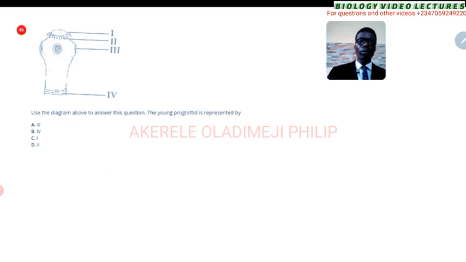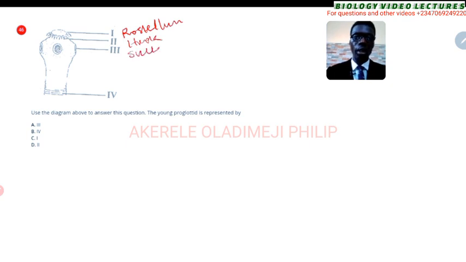Use the diagram to answer the question. The young proglotid is represented by what? Well, let's do a little labeling. One is rostellum. Two is hook for attachment. Three should be sucker. Four should be the young proglotids.